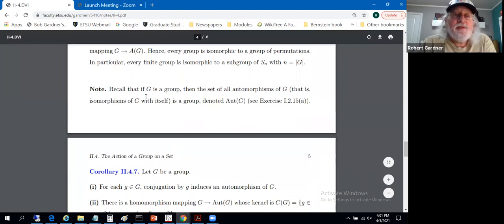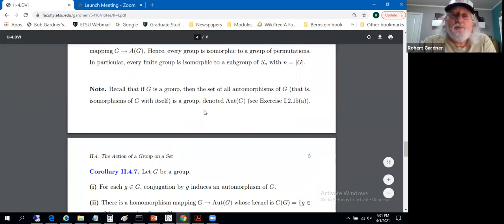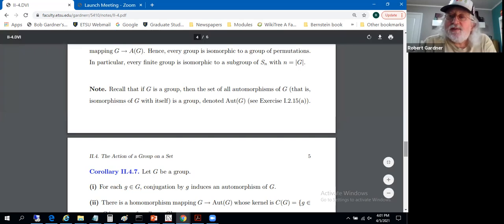A quick comment in terms of a group we've encountered before, the automorphism group of a given group. Recall, if G is a group, the set of all automorphisms of G, that is the set of all isomorphisms of G with itself, forms a group. And that group is denoted the automorphism group of G, Aut(G). This was brought up back in section 1.2 when we were still initially encountering groups. It's one of the exercises.